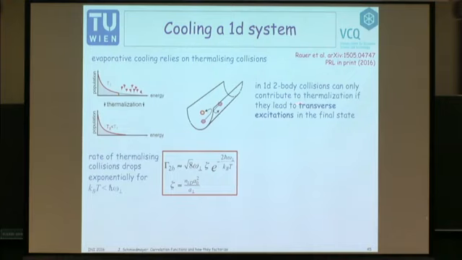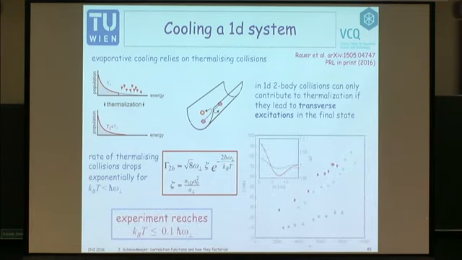Now, when do they lead to transverse excitations? It basically means that they have enough energy to excite the transverse state. So these thermalizing collisions are exponentially suppressed by a Boltzmann factor, e to the minus 2ħω over kBT. Now the mystery is that we get down to 0.1 ħω in the experiment. It basically means that factor is e to the minus 20. How the hell can we get there?